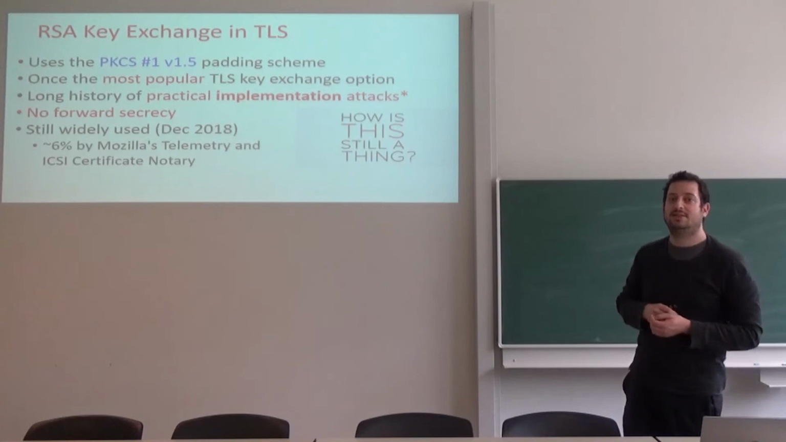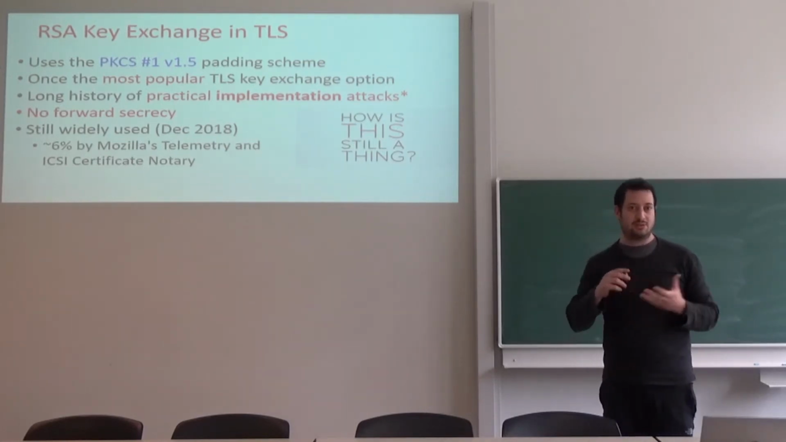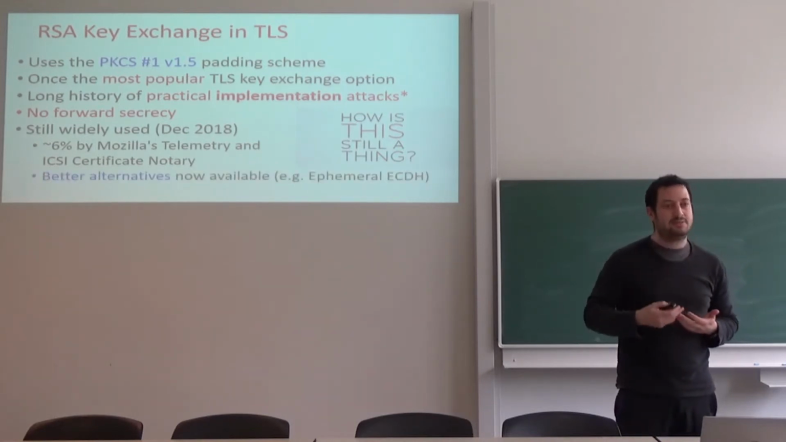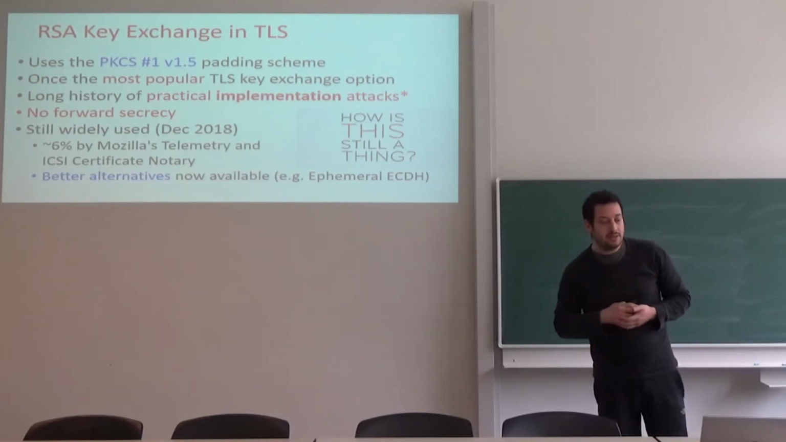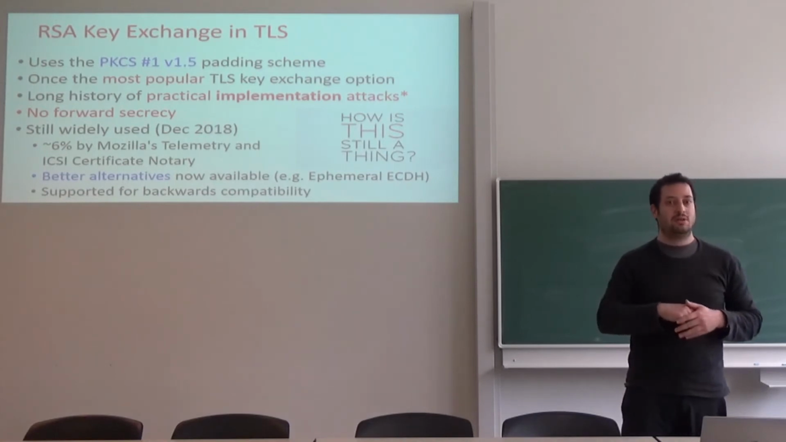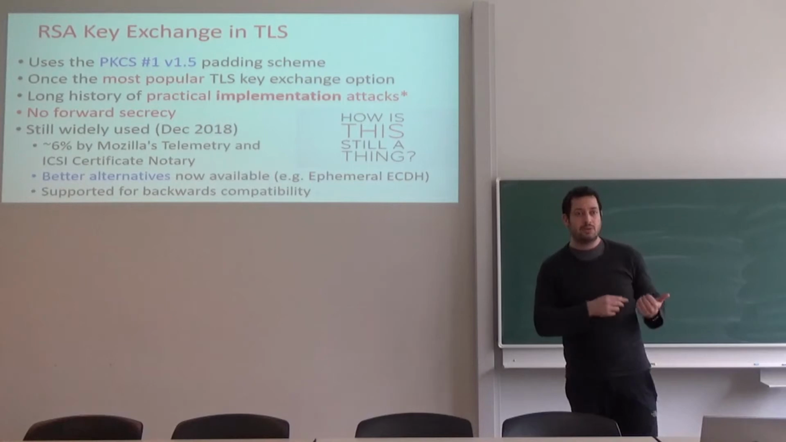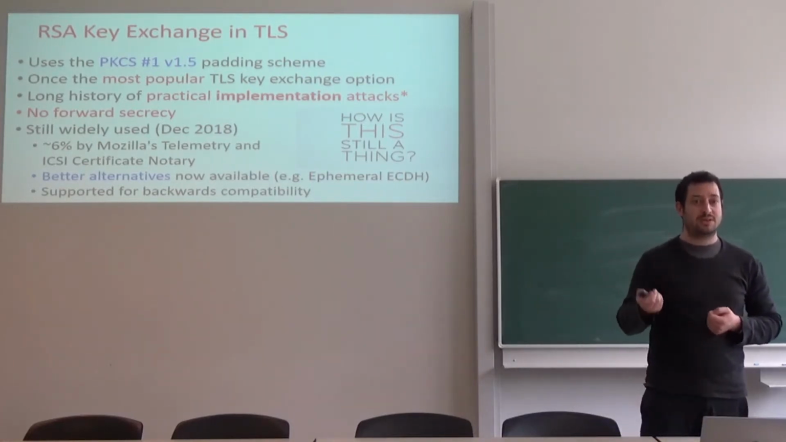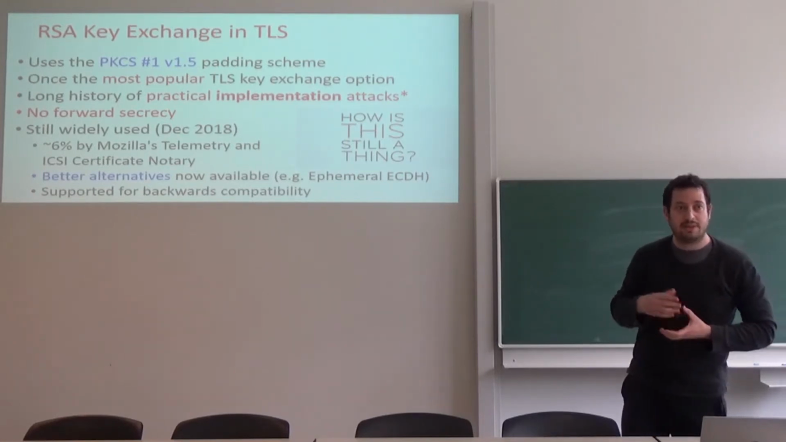However, it is still widely used today. About 6% of all TLS connections are still using it. And we know that there are better alternatives for it, for example, elliptic curve Diffie-Hellman. However, it's still supported by almost all of the servers and all of the clients for backward compatibility. Actually, the TLS 1.1 and 1.2 standards enforce that this cipher suite be supported.